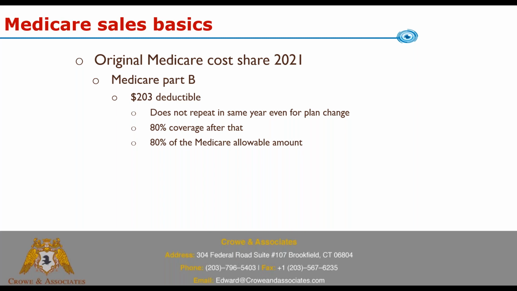Okay, so on original Medicare Part B, $203 deductible, and then 80% coverage after that. And remember, when I say 80%, it's 80% of the Medicare allowable. Not 80% of what the doctor just feels like billing, but 80% of what Medicare allows, which isn't a lot, believe it or not. I'll give you a quick example. MRIs on average are billed at like $2,200. Medicare allows about $480 for an MRI. So the 20% your client pays isn't near as much as you might think.